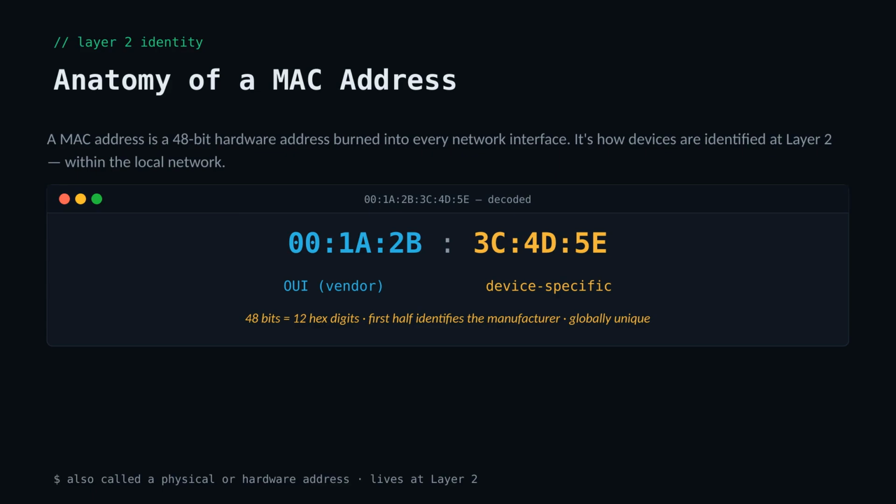A MAC address is 48 bits, 12 hex digits, burned right into the network interface at the factory, and it's how devices identify each other at layer 2, inside the local network. Now, here's the neat part. That address is split in two. The first half, the OUI, tells you who manufactured the card, Cisco, Intel, Apple, and the second half is a unique device identifier assigned by that vendor. Put them together, and you get a globally unique hardware address.